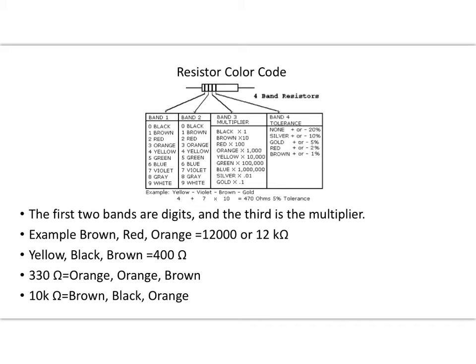Okay, one more, a 10 kilo ohm. Again, the 1 is brown. Then we have a 0, the 0 is black. Okay, then 10 kilo ohms means 10,000 ohms, so we need now 3 zeros. So we're going to take the multiplier here of 1,000, so that's going to be orange. So we end up with brown, black, orange.